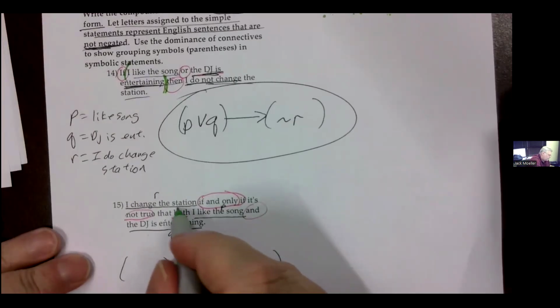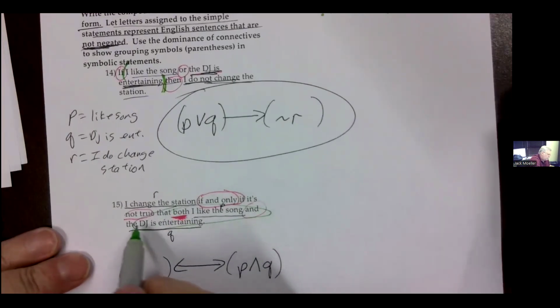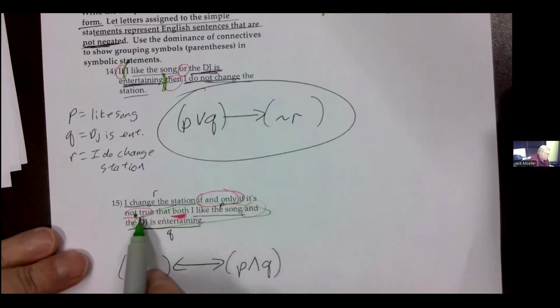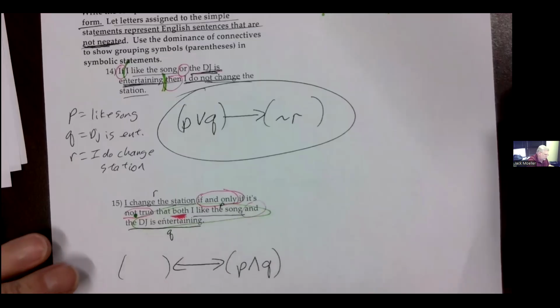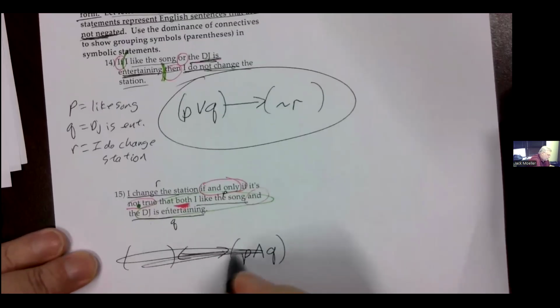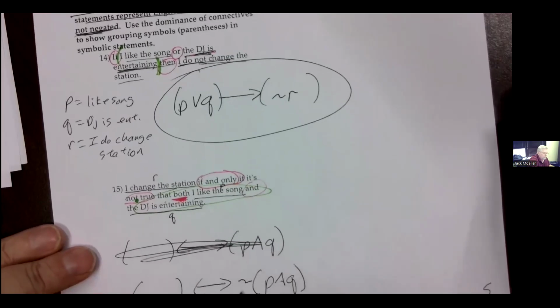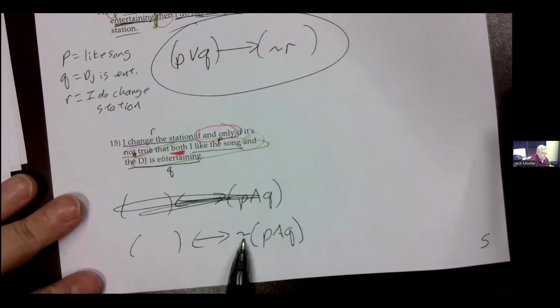Now, so I've taken care of all that. But what about the not true part? Okay. The if and only if, so it's still after the if and only if. How do I do not true? That's not, didn't leave enough room here. So it's not true that both P and Q. So that not true becomes the negation.